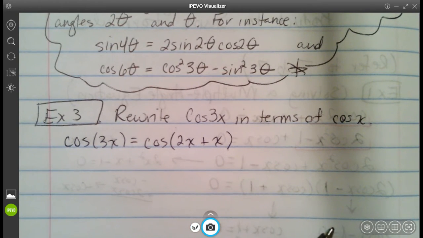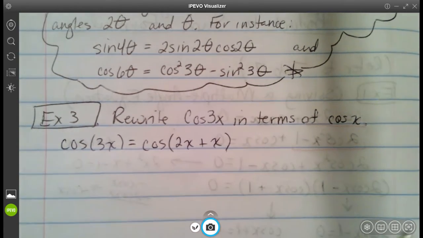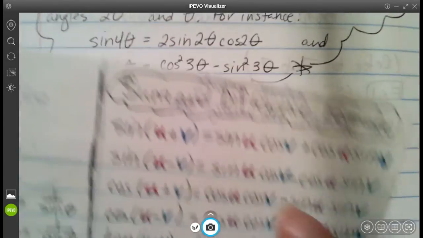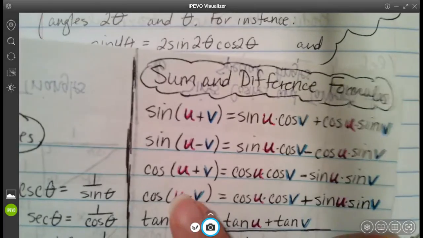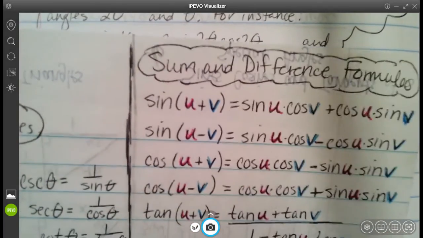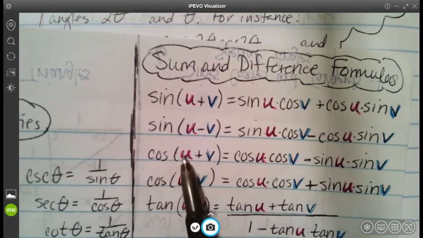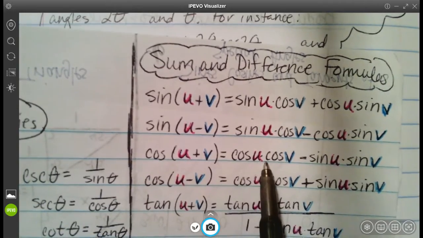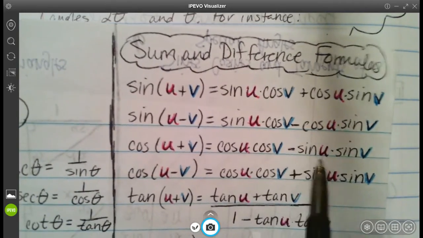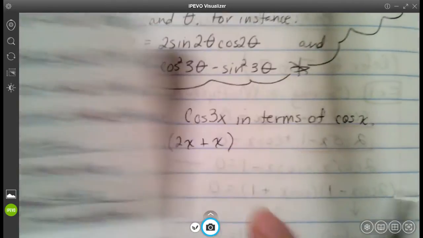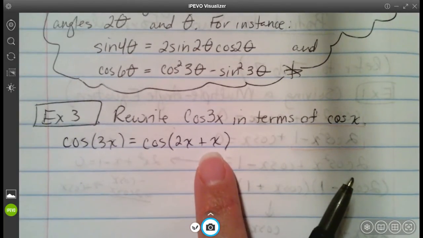If you don't remember, those are at the top of tab 7 still. We had our sum and difference formulas up here. We had cosine of something plus something, so I'm going to use this one right here: cosine of u plus v equals cosine cosine minus sine sine. I'm going to use that for this right here.